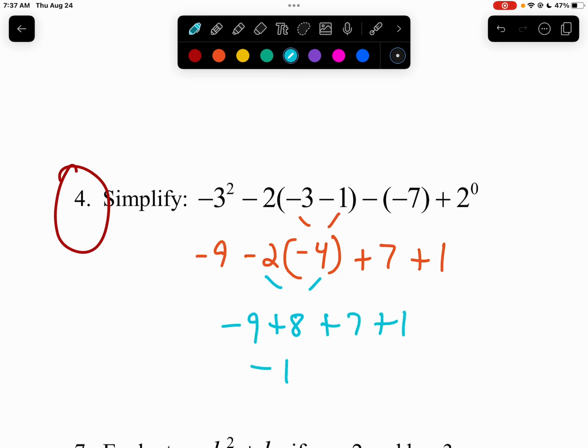So negative 1 plus 7, that's my daughter. She's reading a book. And negative 1 plus 7 is 6, and then plus 1 is 7.